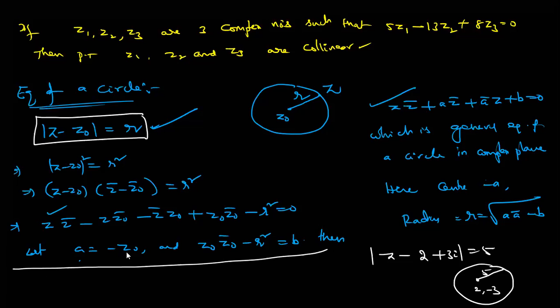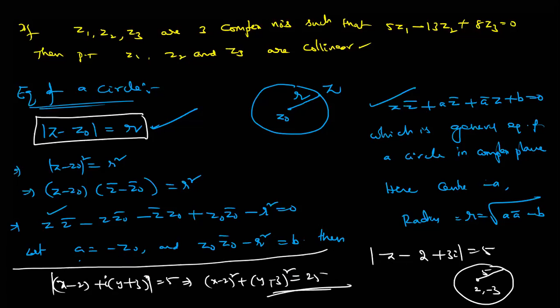Some constants. Z is a variable, A and B are real numbers. See, dear students, modulus of (x minus 2) plus (y plus 3) i is equal to 5. What is the meaning? (x minus 2) whole square plus (y plus 3) whole square is equal to 25. So, what is this? A circle. If you are taking Z is equal to x plus iy, the circle is coming. Modulus means root over x square plus y square format. Applying squaring on both sides, you can get this one.